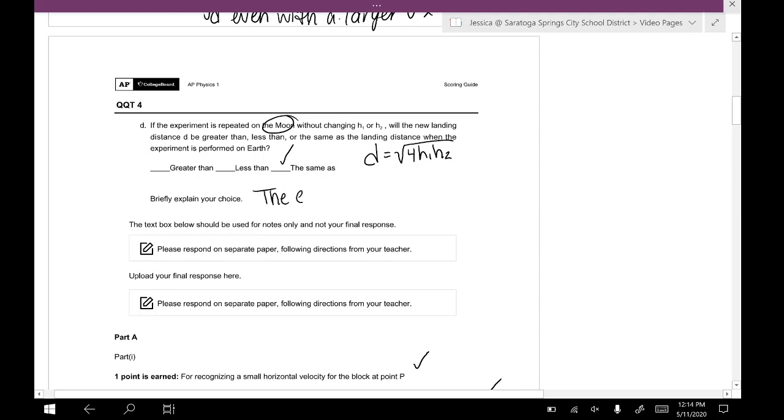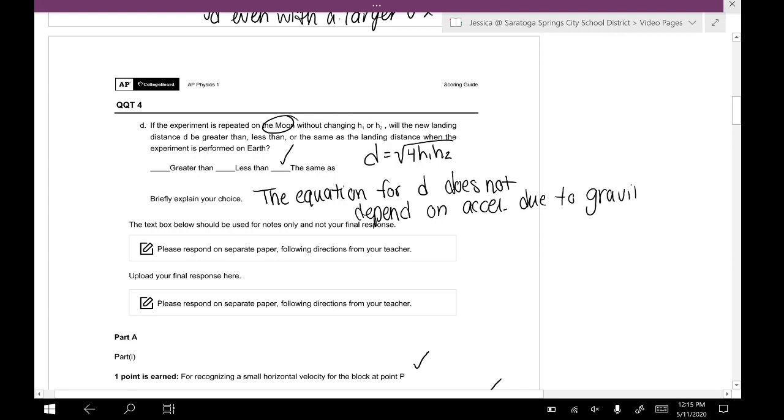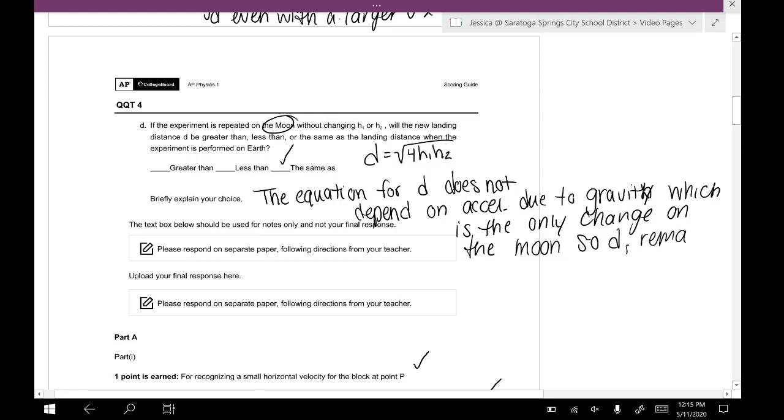So the equation for D does not depend on acceleration due to gravity, which is the only change on the moon. So D remains the same. Oops, it'd be great if I finished spelling out words. Okay, so because g is not in the equation, g is not going to affect our answer, and that's why it is the same as.